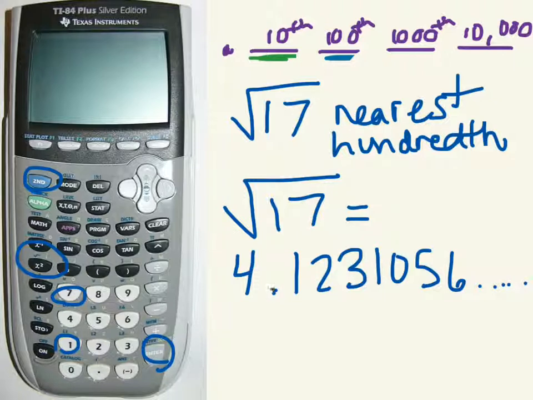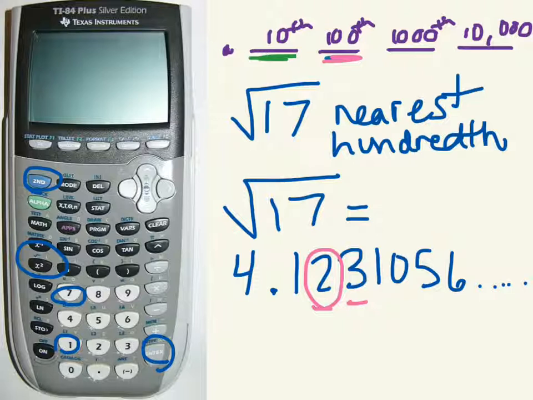Now I need to estimate this or approximate it to the hundredths place. So I'm going to circle the hundredths place so I know what the last number is going to be, and that's right here. My hundredths place is my 2. Now remember, I look at the number next to the hundredths place to see whether my 2 is going to stay the same or round up. So I'm looking at the 3.